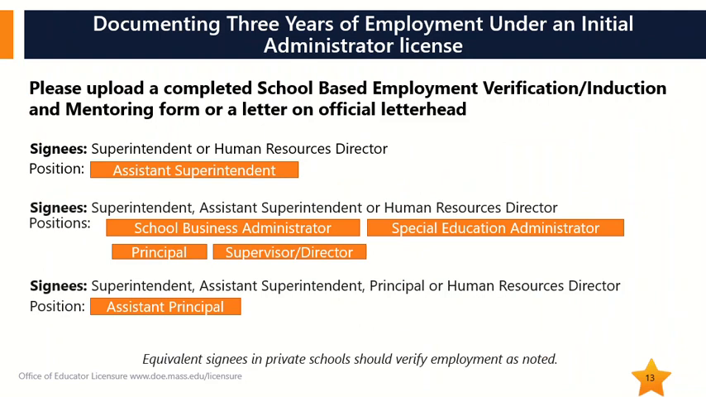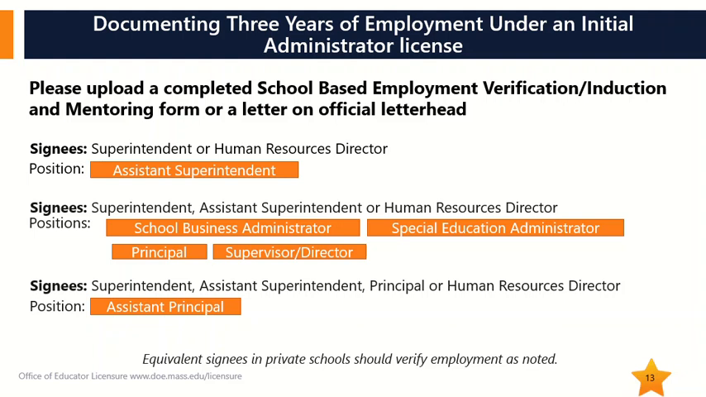Now let's cover documented employment under an administrator license in a role other than superintendent. Please upload a completed school-based employment verification/induction and mentoring form to verify if you've completed at least 3 full years of employment under your initial administrator license. Or, in lieu of the employment form, you may upload a letter on official letterhead verifying the aforementioned requirement.